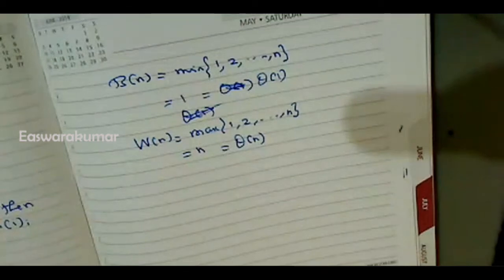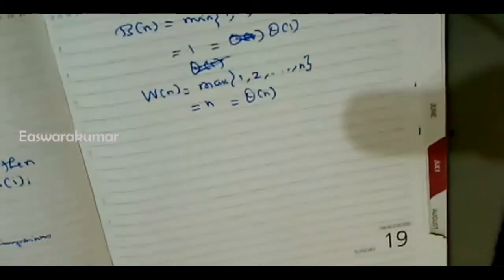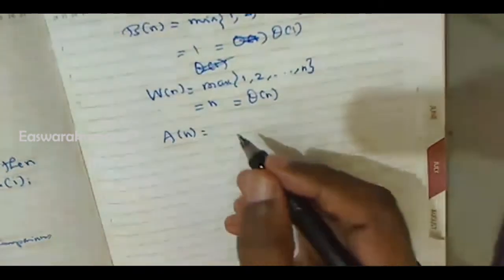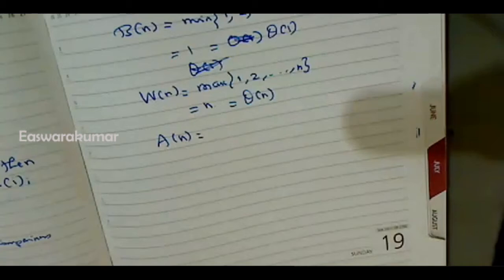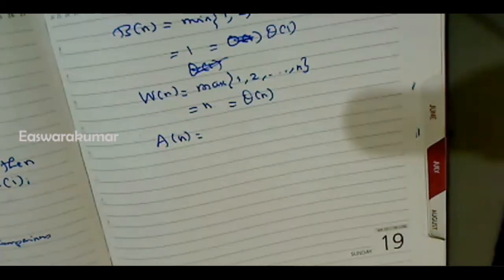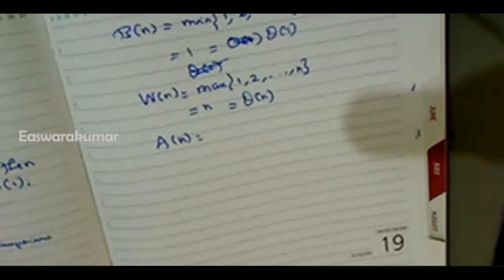Now, the next one is the average case. Here we have to be very careful. This average case analysis is not so easy in all problems. That's why for many problems average case analysis won't be there. People talk about only the worst case, but for many problems we can even give the average case. But average case analysis is not so simple. But for the problem we have taken, the average case analysis is not much difficult.